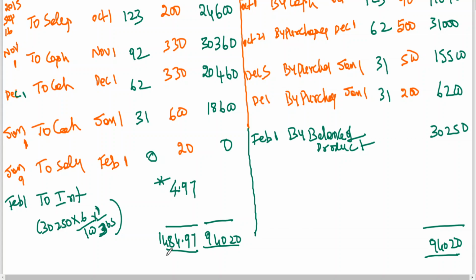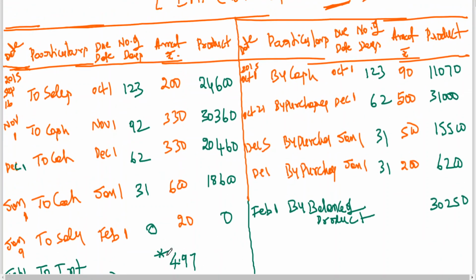1484.97 minus 90, minus 500, gives 194.96.